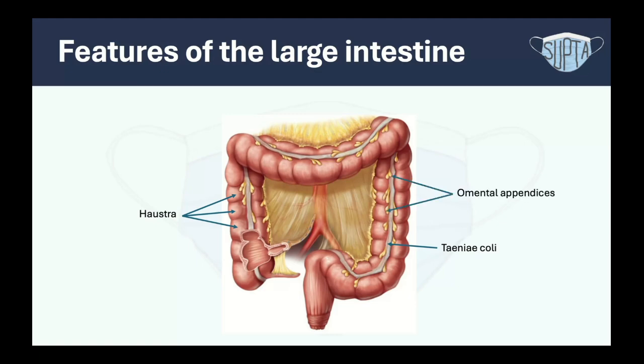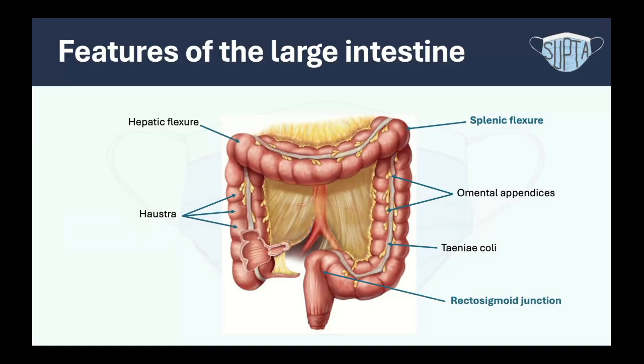Omental appendices are these small and fat-filled pouches of peritoneum that are attached to the colon. They don't really have a major role, but it's potentially for cushioning the colon and also fat storage. Next, we have the hepatic flexure, which is like a bend that's located on the right side beneath the liver, hence the name, and where the ascending colon bends and becomes the transverse colon. On the left side, also, we have the splenic flexure, where the transverse colon bends inferiorly and becomes the descending colon.